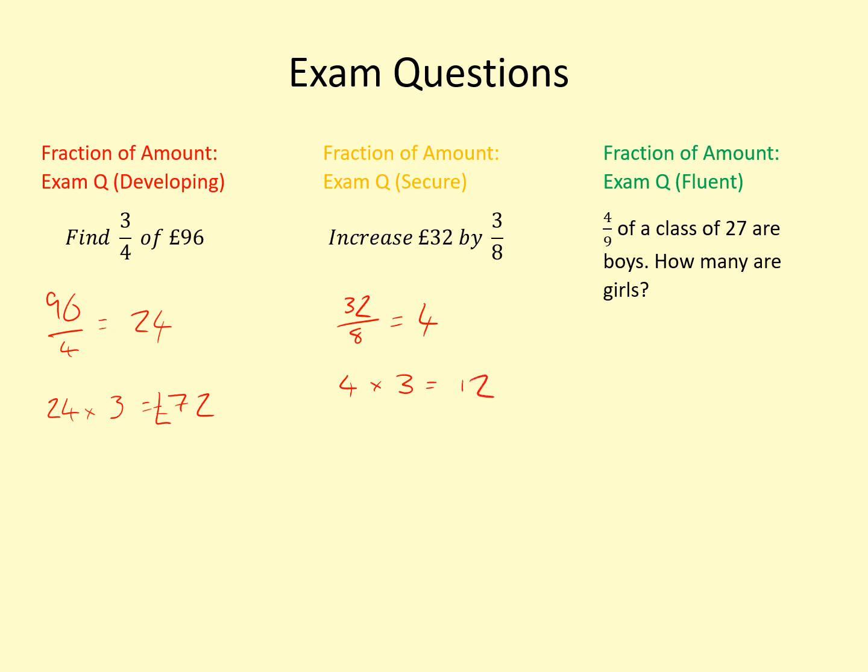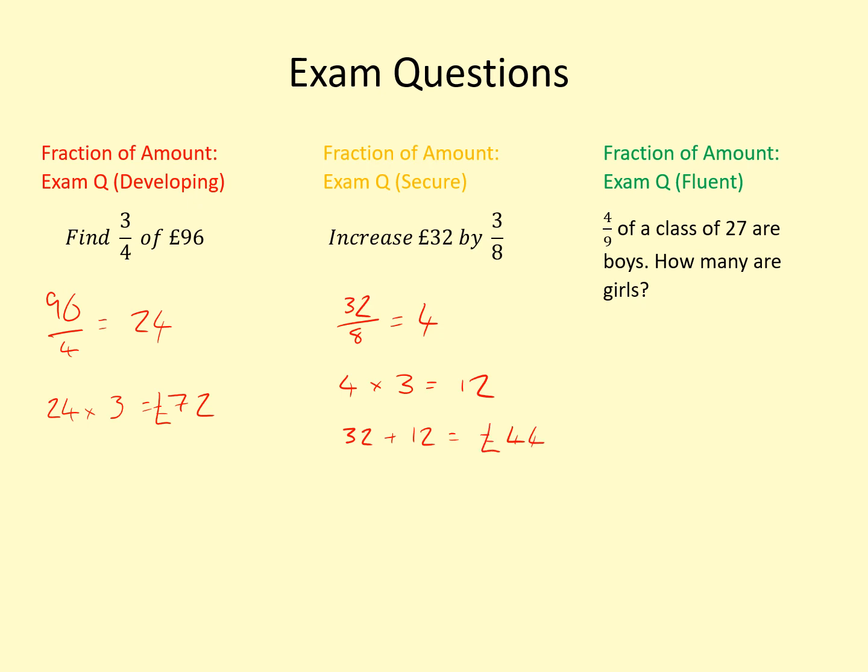And then the only extra step in this one is we need to remember we're increasing £32 by 3/8. Well, the 3/8 was 12, so we're adding that onto the 32. So we'll say 32, add on the 12, gets us 44. And remember, we're working in pounds, so don't forget your unit.